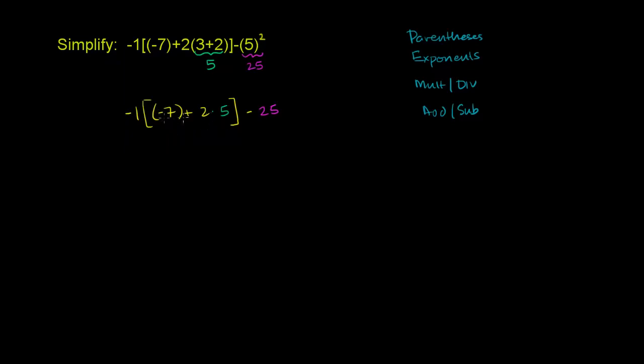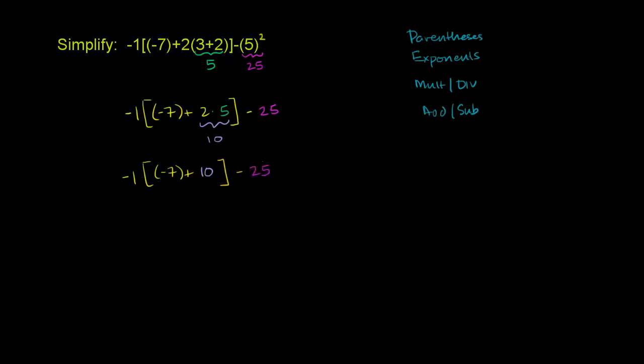We want to do multiplication before we add anything. So we get a 2 times 5 right over there. 2 times 5 is 10. So our whole expression becomes, and normally you wouldn't have to rewrite the expression this many times, but we're going to do it this time just to make sure no one gets confused. So it becomes negative 1 times negative 7 plus 10, and we close our brackets, minus 25.